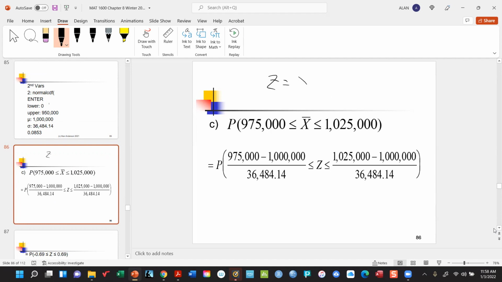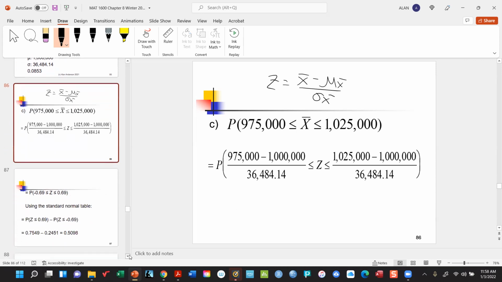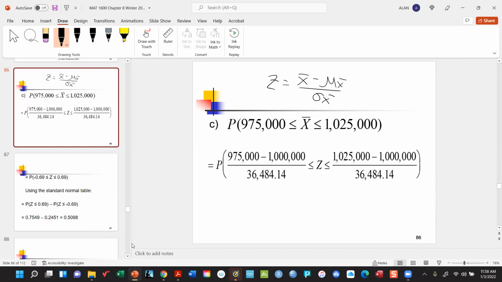All right, so as usual, we apply our formula. We're subtracting a million, dividing by that 36,484.14. And by doing so, we're converting this to a z-score, or standard normal random variable.